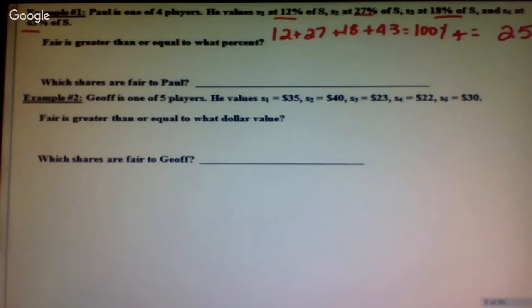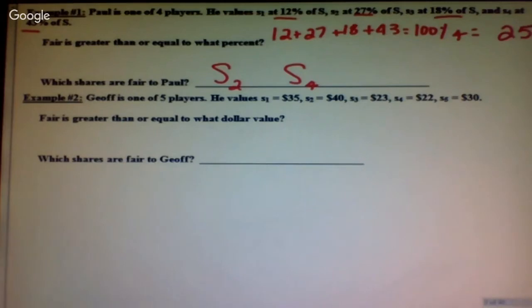So now you're going to go back to your pieces. What's the percentage on piece 1? 12. Is that fair? No. What about piece 2? Yes, it's at 27. So Paul thinks piece 2 is fair. Take a look at S3. Is it fair? No, it's only 18. What about S4? Yes. So S4 is fair. So pretty much anything that's over the 25%. Right? Absolutely.